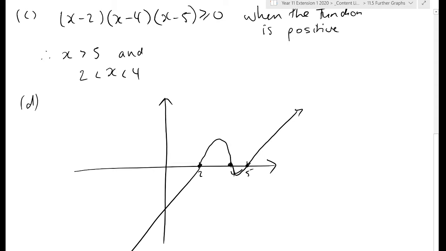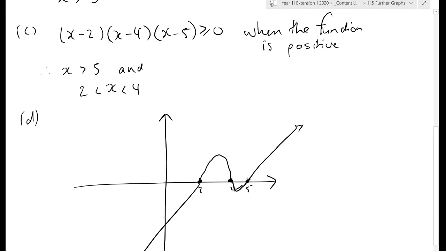Okay. Now, part C asked us, when is it greater than or equal to 0? So when's this function greater than or equal to 0? Well, you can see that in these parts here, my line is above the x-axis. And so that just concludes, more formally, that this cubic function is greater than or equal to 0 between 2 and 4 and for values of 5 and above. Okay, so you're just looking for when it is above the x-axis.